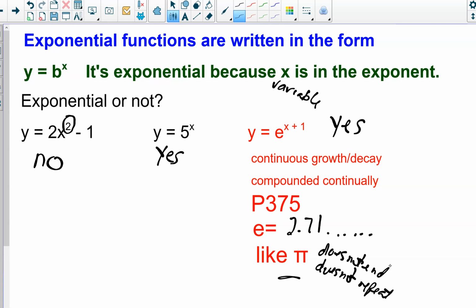And we get that from continual compounding: if something is compounded not just annually, not monthly, not daily, not hourly, not by second, but continually, that is where you get into the E. If you're interested in that, it's pretty cool, but I don't want to spend the time on that right now. It's on page 375 in your book.